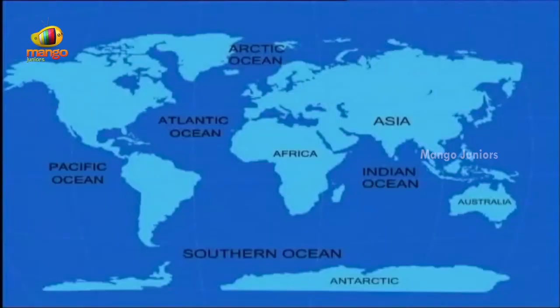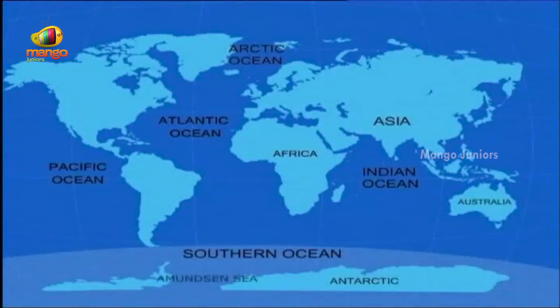Southern Ocean. The Southern Ocean extends from the coast of Antarctica north to 60 degrees south latitude. The Southern Ocean is now the fourth largest of the world's five oceans, after the Pacific Ocean, the Atlantic Ocean, and the Indian Ocean, but larger than the Arctic Ocean. It includes the Amundsen Sea, the Bellingshausen Sea, and the Ross Sea.